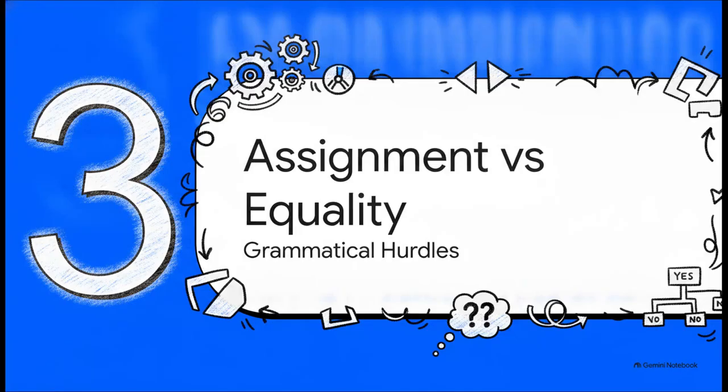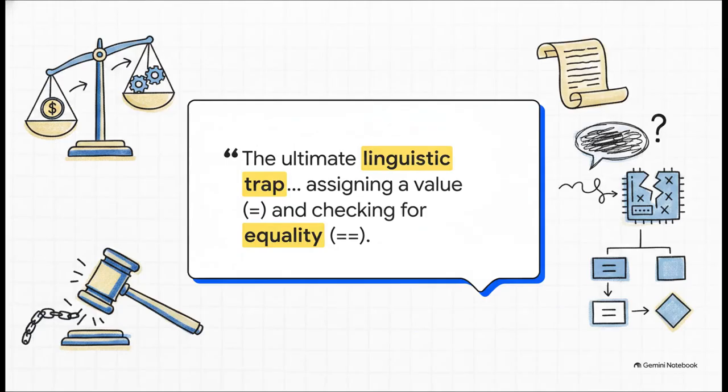Section 3, Assignment versus Equality, the grammatical hurdle. Okay, this brings us down to the micro level and what the syllabus calls the ultimate linguistic trap for lawyers: the difference between assigning a value and checking for equality. In natural language, and especially in traditional legal drafting, we use the word equals interchangeably. We might say rent equals $500, meaning it is $500, but we might also ask, does the rent equal $500?